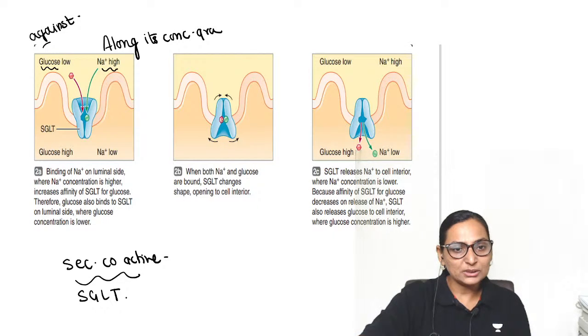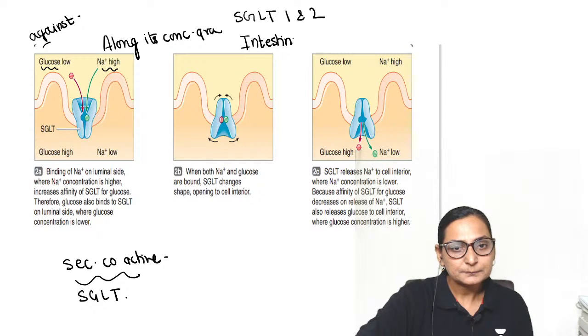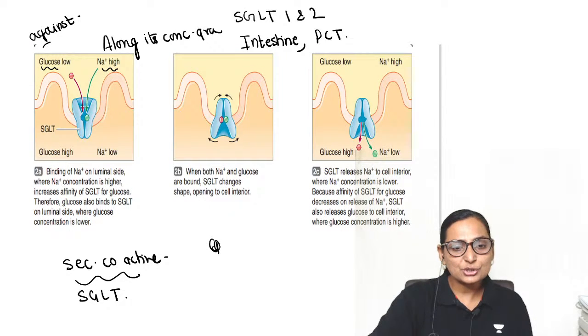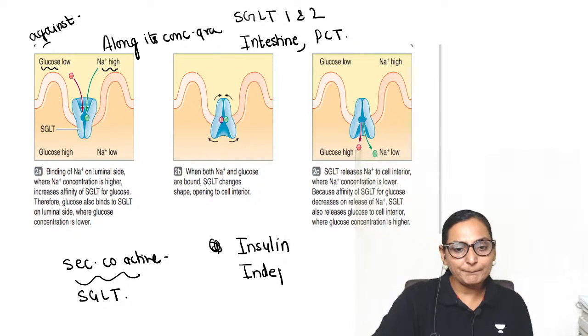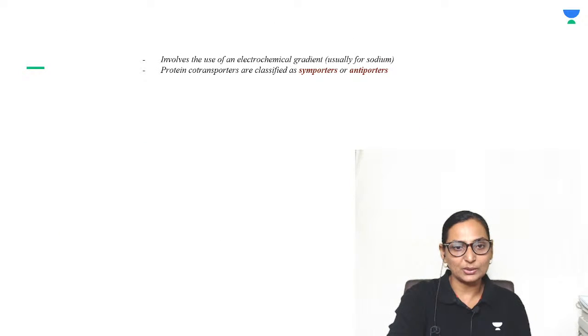Both of them will bind to the receptor and they will be released. Something very interesting for my first prof: these SGLT1 and 2, which are present in the intestine and in the PCT of the kidney, are insulin independent. That means they do not require insulin. This also comes as an MCQ. That means in the kidney and in the intestine, glucose reabsorption does not require insulin.